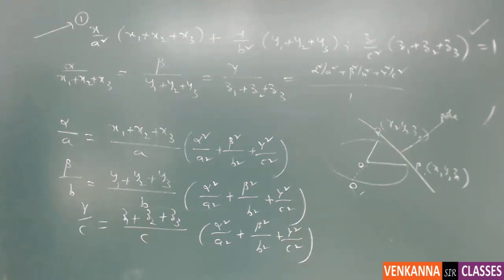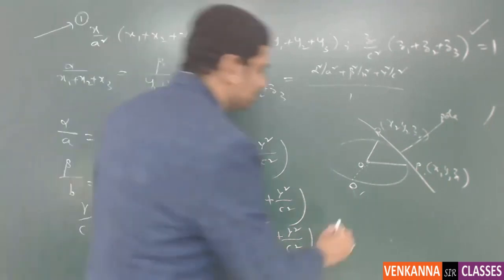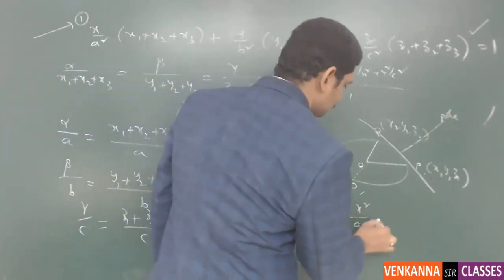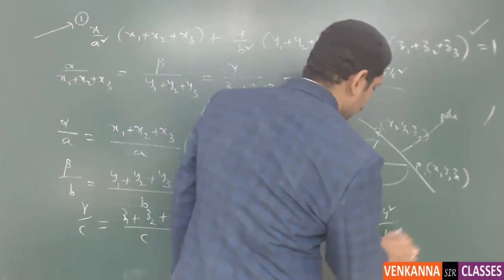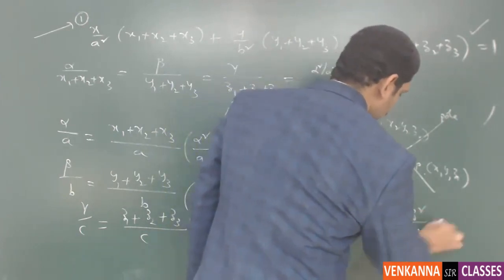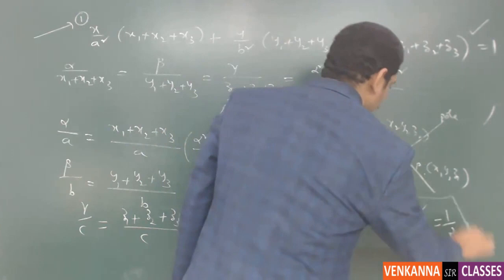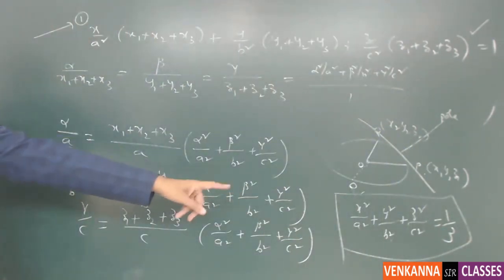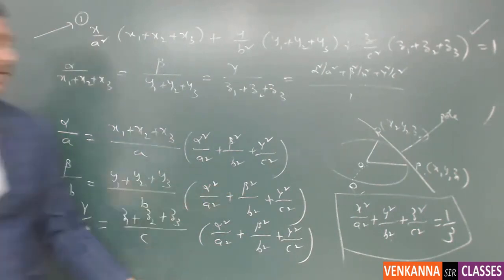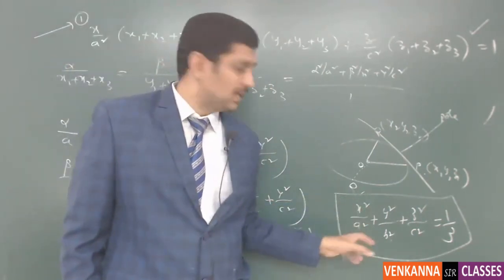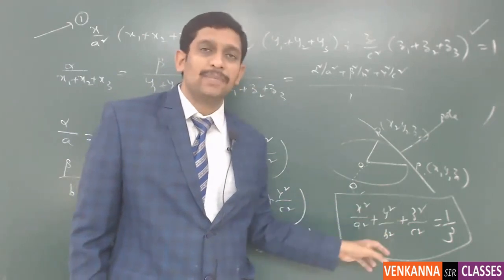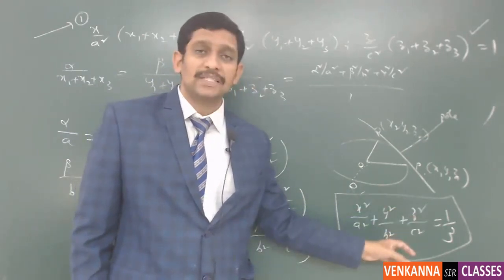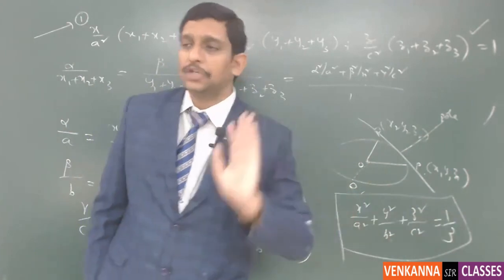So what happens? I have to show that the required locus is nothing but what is satisfied by alpha, beta, gamma. So I have to show that alpha square by a square plus beta square by b square plus gamma square by c square is equal to 1 by 3. That I need to show.